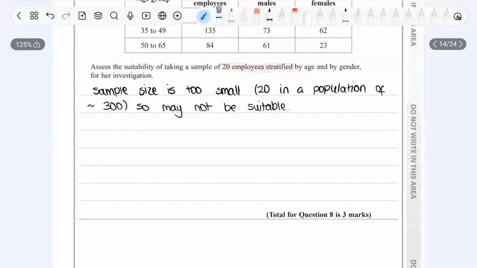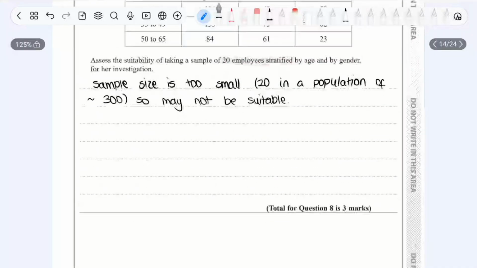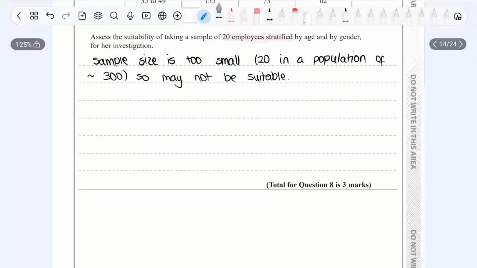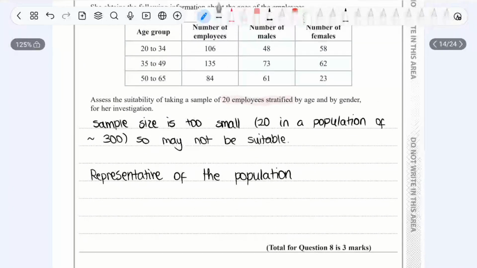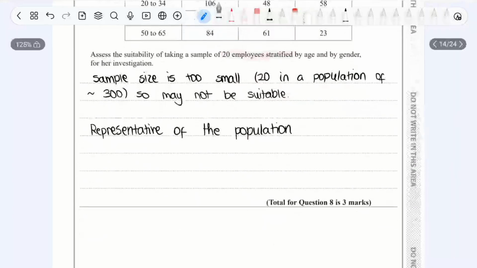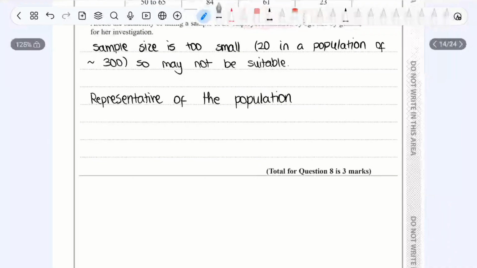But if we're looking at it from a different perspective, we could actually say that this is suitable. And why is that? Well, this actually fairly represents all of the groups, and so we can say that it's representative of the population. And because of that, we could also say that it reduces bias. And another thing you need to know is that when you stratify a sample, you use random sampling to actually gain that sample. So it will reduce bias because you're not subconsciously picking one person over another, you're doing it randomly. So we can also use that as another point.